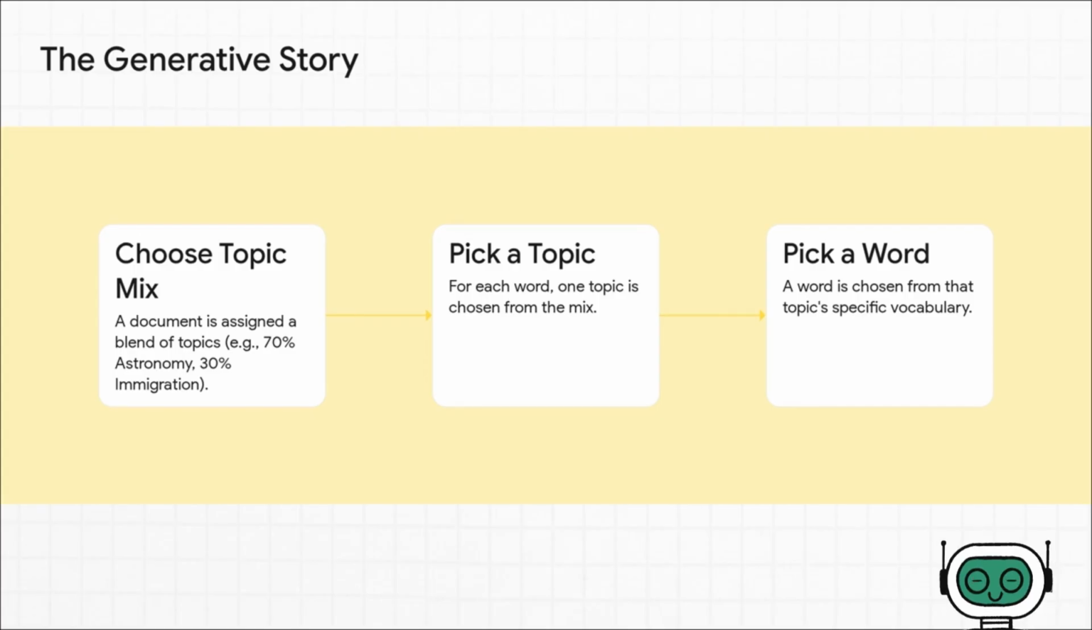First, to write a document, you decide on its high-level recipe. Let's say it's going to be about 70% astronomy and 30% immigration. Then, for every single word you want to write, you first pick one of those topics based on that 70-30 mix. If you land on astronomy, you then choose a word from a list of astronomy words like space, planet, or star. If you land on immigration, you pull from a totally different list with words like border or policy. And you just repeat this process for every single word in the document.